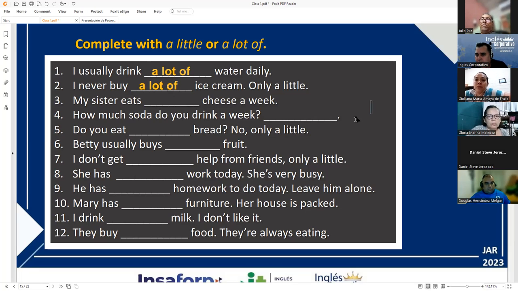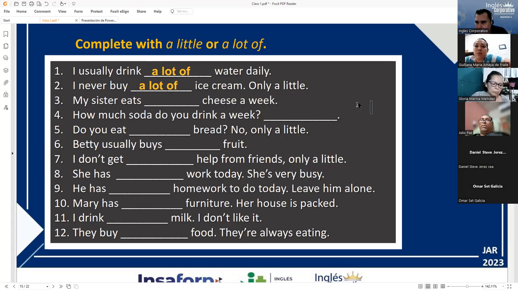Three. Danny, would you like to do three? Yes. Thanks. My sister eats a little cheese a week. A little cheese, okay. Very good. Teacher, a little? Yes. Sorry. A little. Four. Glorita, four. How much soda do you drink a week?